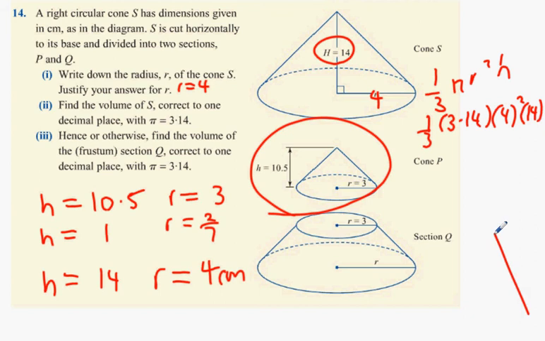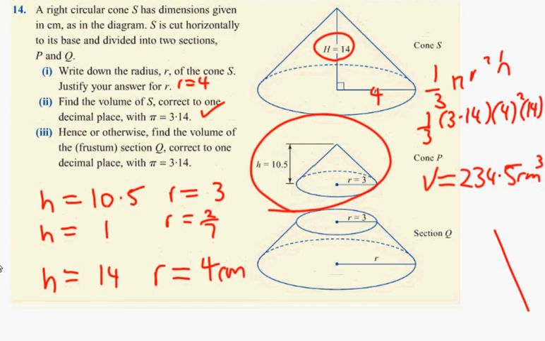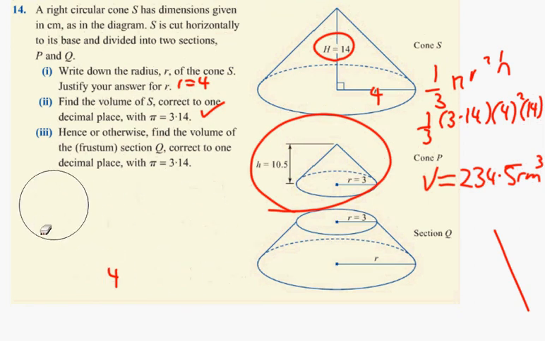Now, what's that, Sam? 234.5. Everybody happy enough with that? Centimeters cubed. Hence or otherwise find the volume of the frustum of section Q, correct to 1 decimal place. So I've got the volume of the red one. What do you say the volume of the red one is? Sorry, the red one, the entire cone. The volume of the entire cone is 234.5 centimeters cubed.